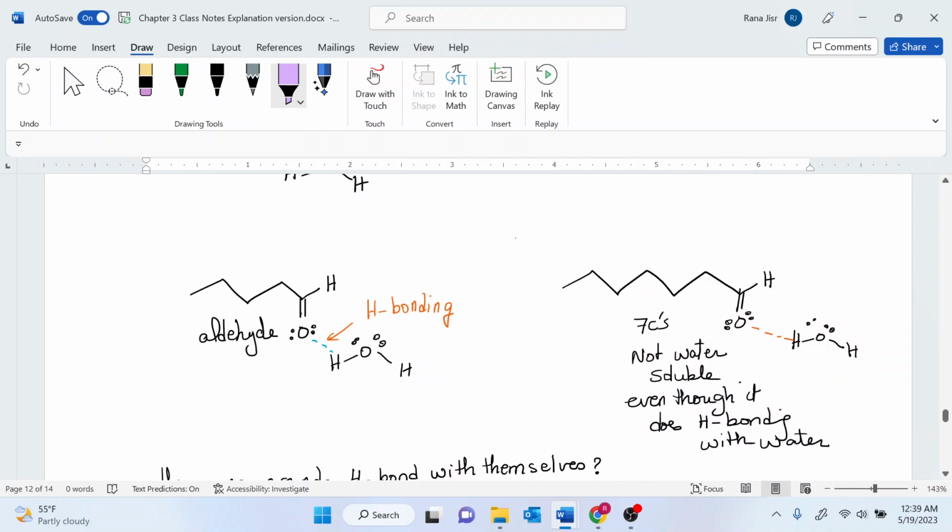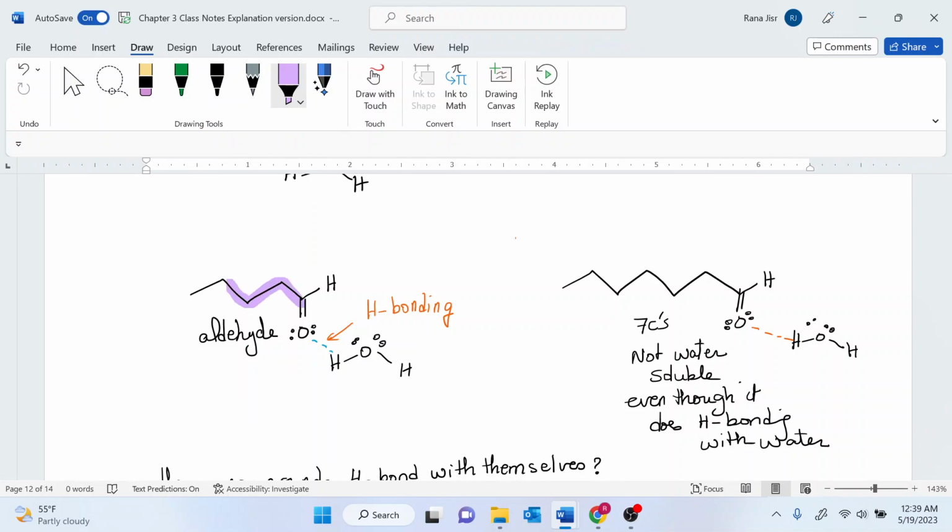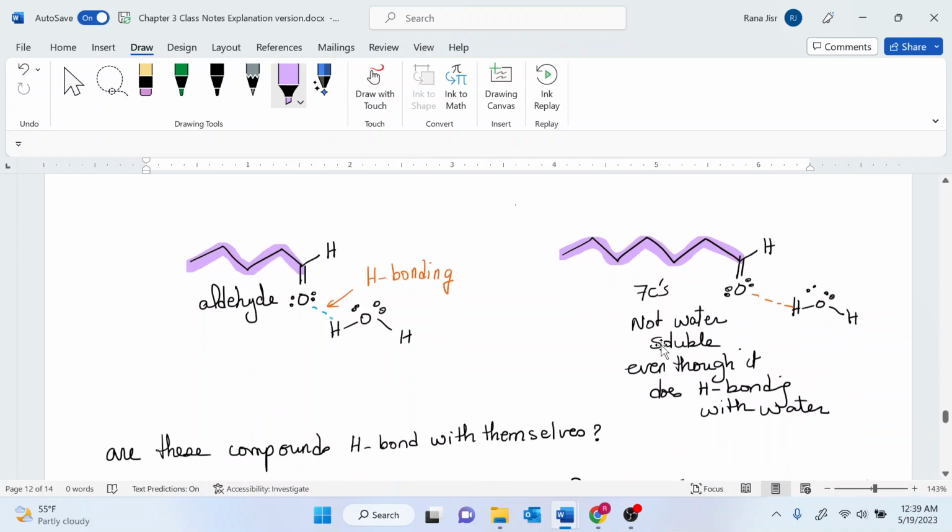Aldehydes are water soluble as well. And again, we are talking about aldehydes of five carbons or less. Here I have an example of an aldehyde that is seven carbons, and see how long the carbon chain is. This carbon chain is going to prevent that aldehyde from being water soluble. The end is going to interact with the water, so you're going to have hydrogen bonding with water, but the tail of the aldehyde is going to be hydrophobic, meaning that it's not going to be attracted to the water, it's going to repel the water. So this is why this aldehyde is not going to be water soluble.